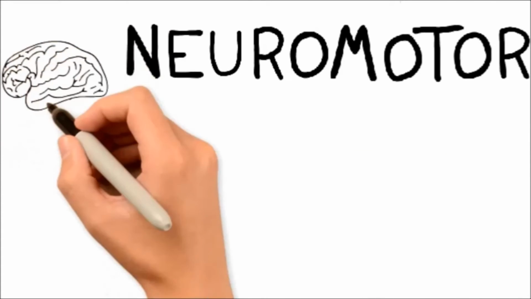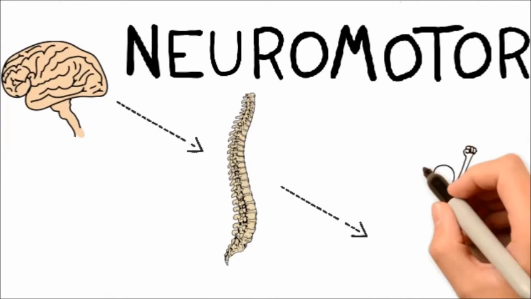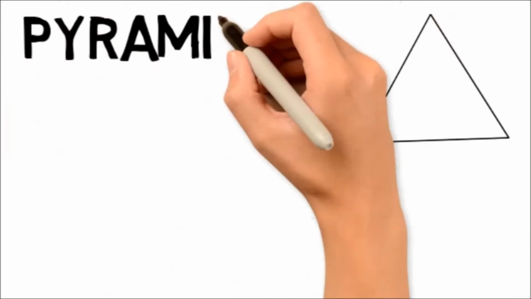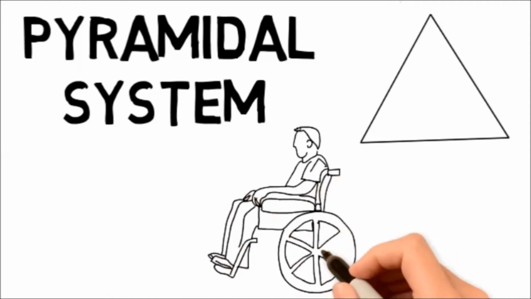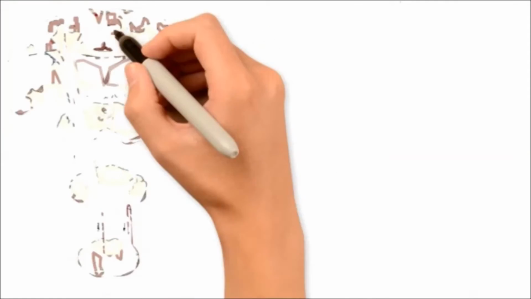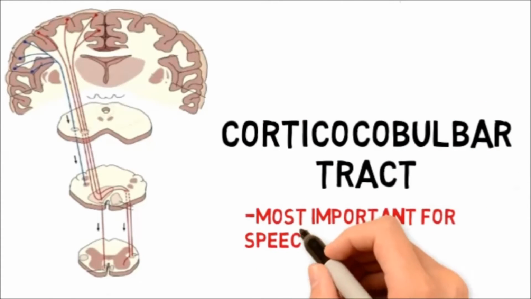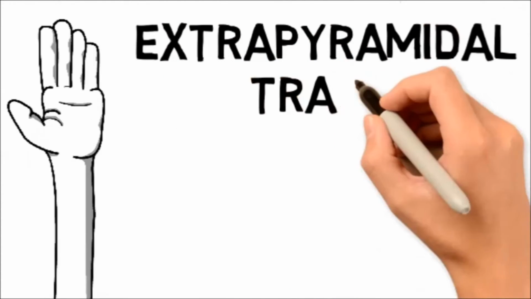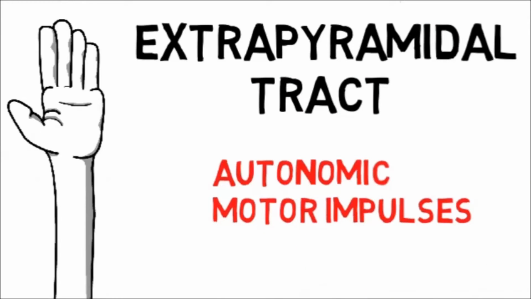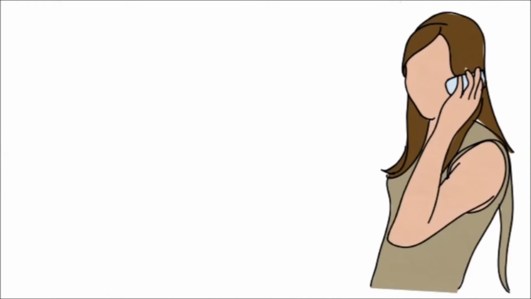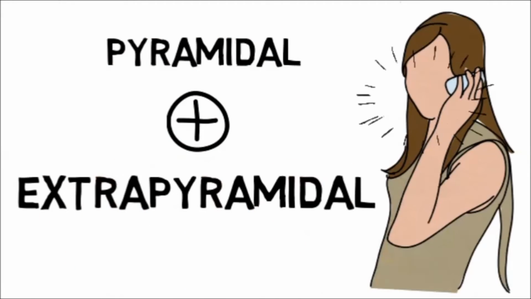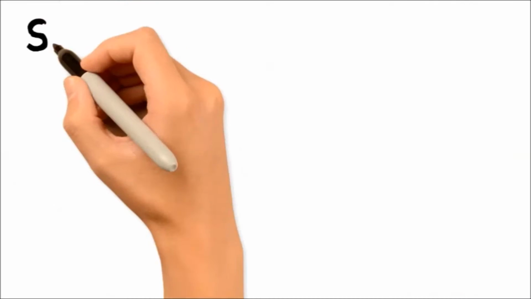Our 9th lesson was about neuromotors. The motor pathways are pathways which originate in the brain or brainstem and descend down the spinal cord to control the alpha motor neurons. One system is called the pyramidal system. It is extremely important to SLPs as strokes often affect the motor system. The corticobulbar tract is part of the pyramidal system that carries the motor messages that are most important for speech and swallowing. Extrapyramidal tract, on the other hand, carries autonomic motor impulses to voluntary muscles in the body. During speech, muscles are receiving input from both the pyramidal and extrapyramidal systems.